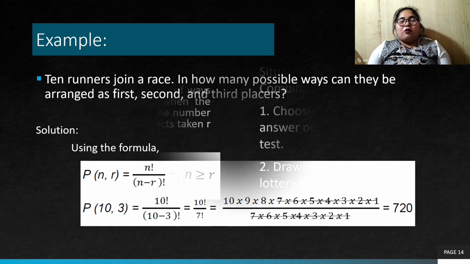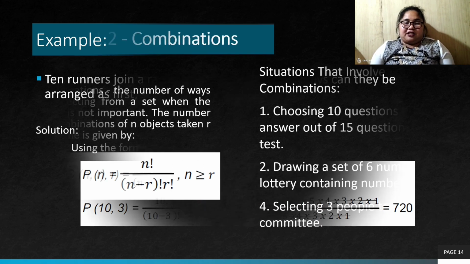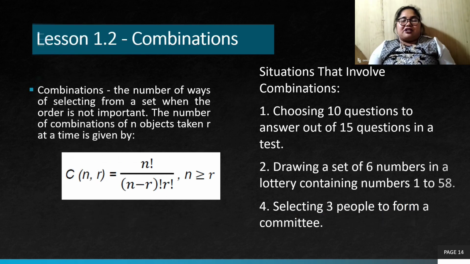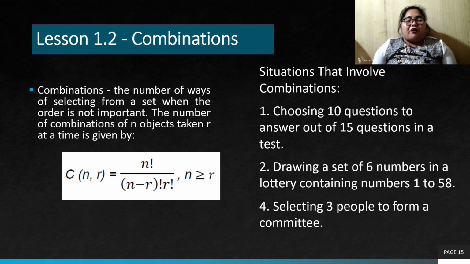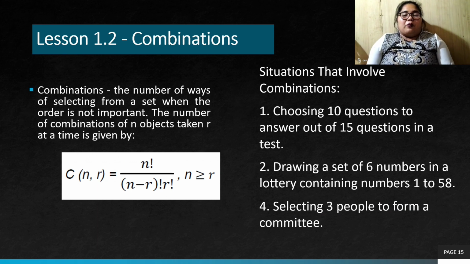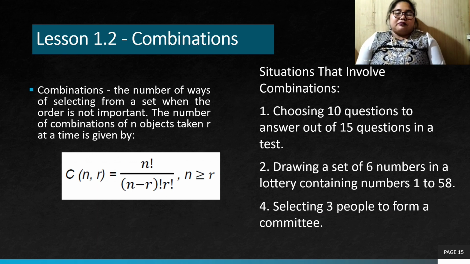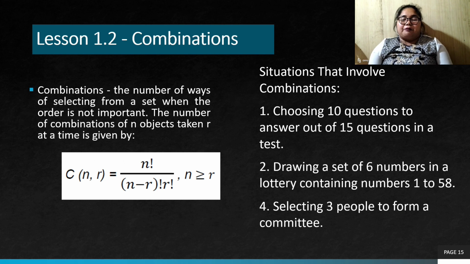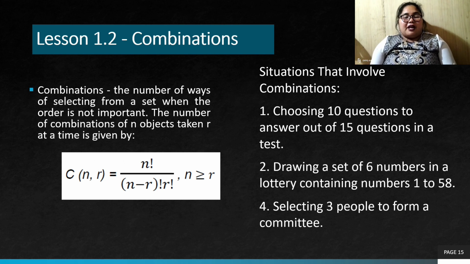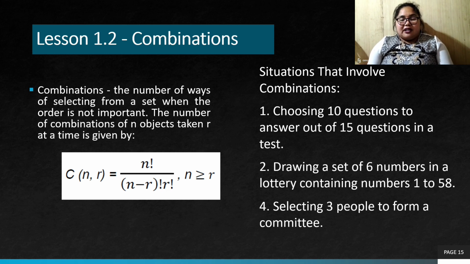Next, lesson 1.2, combinations. Let's define combinations. Combinations is the number of ways of selecting from a set when the order is not important. The number of combinations of n objects taken r at a time is given by the formula C(n, r) is equal to n factorial over (n minus r) factorial times r factorial, where n is greater than or equal to r.